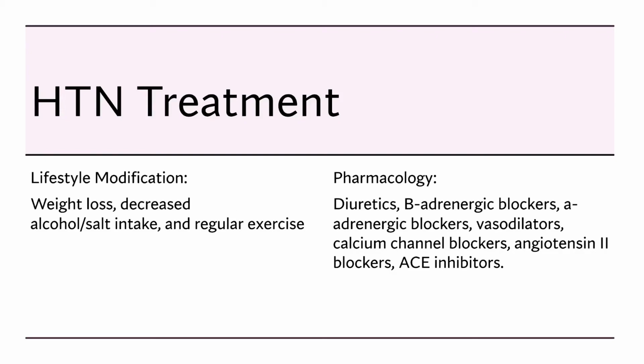But once we get past pre-hypertension, we need to introduce some pharmacological interventions because we know at least increased risk of myocardial ischemia. So that could be diuretics to decrease fluid volume and decrease blood pressure, beta blockers, alpha blockers, vasodilators, calcium channel blockers, angiotensin II blockers, and ACE inhibitors, which is angiotensin converting enzyme.